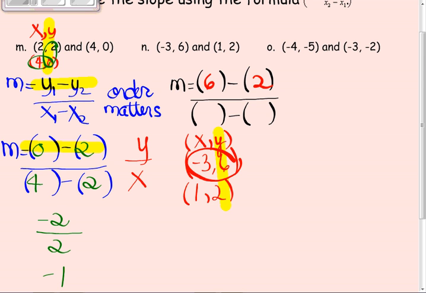Now, 6 is partnered with who? Missy, why is your stuff put away? Why is your stuff put away? We're not done. Oh, we're going to be done with this problem, though.